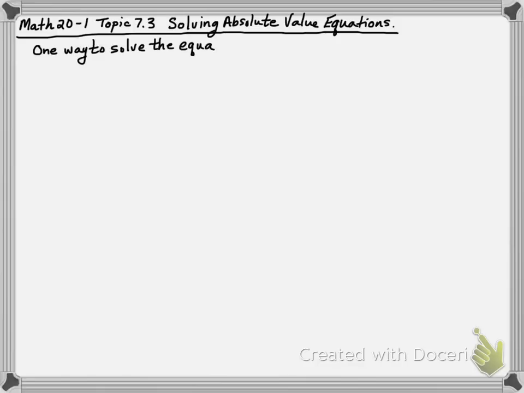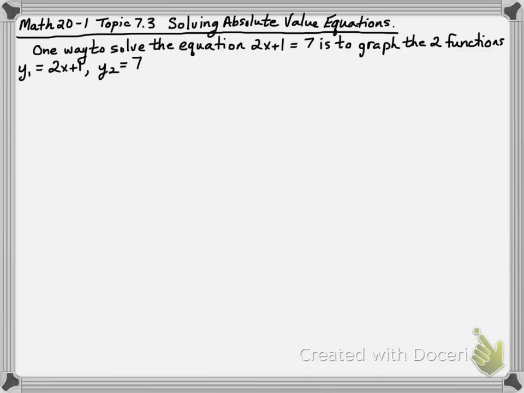Now, one way to solve equations, such as 2x plus 1 is equal to 7, is to graph two separate functions. We could say y1 is equal to the left side of our equation, 2x plus 1, and we could say that y2 is equal to the right side of our equation, in this case 7. Then what we're going to do is just find the intersection point of our two graphs. Where the two graphs intersect has to be a solution to our equation.